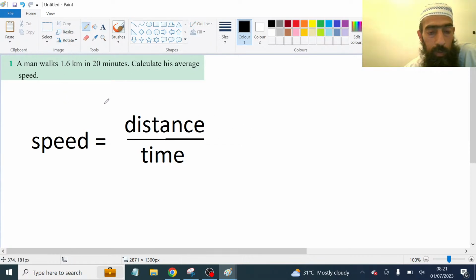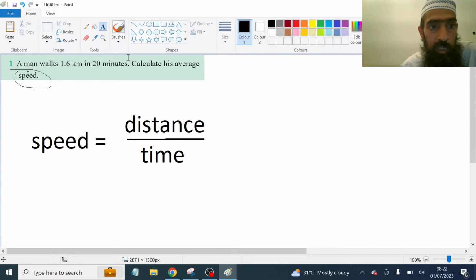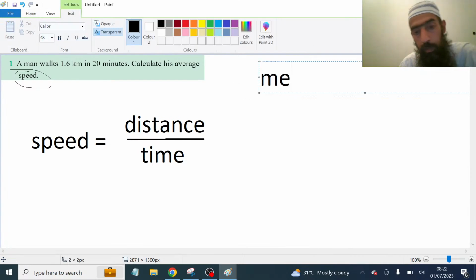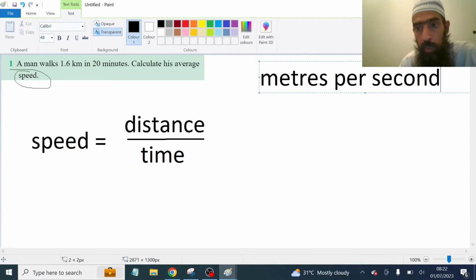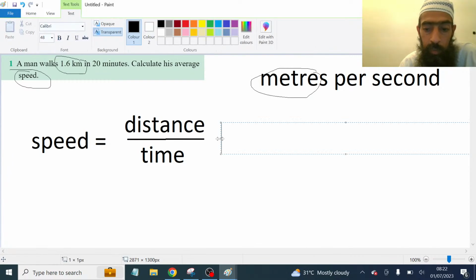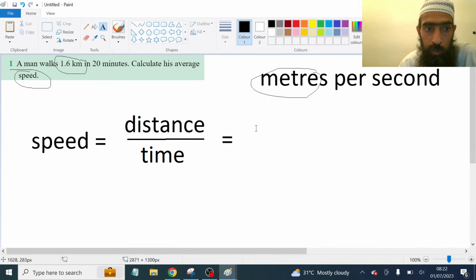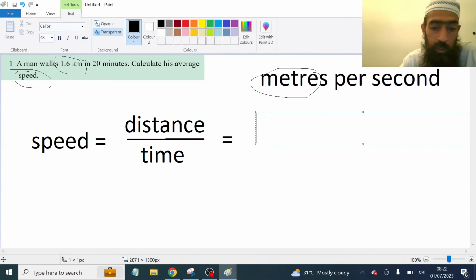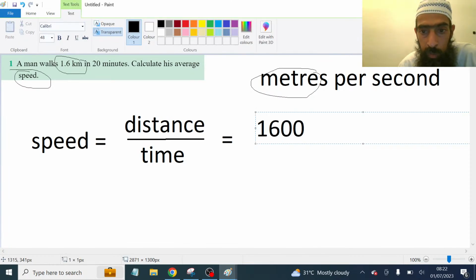Next thing we need to know is what units we should use. It's not really told us what units to use for speed, so let's just go with the standard of meters per second. So that means we need to know the distance in meters. 1.6 kilometers can be changed by times by 1,000. That's 1,600 meters.